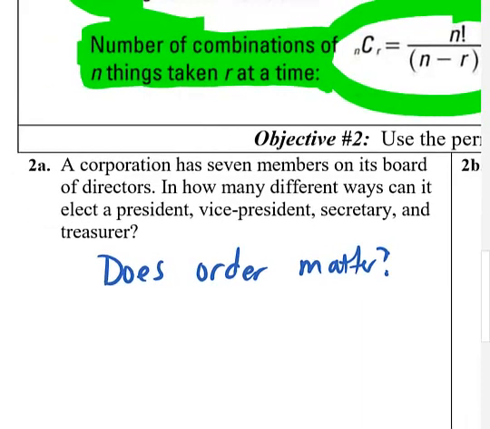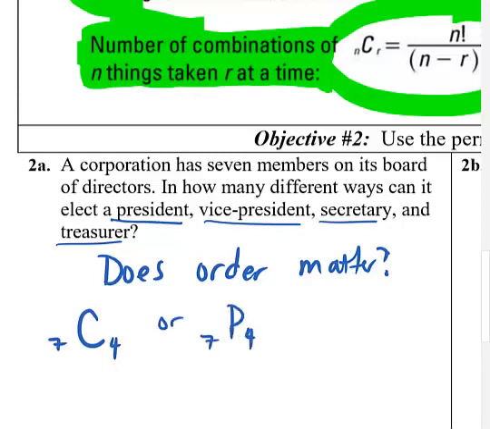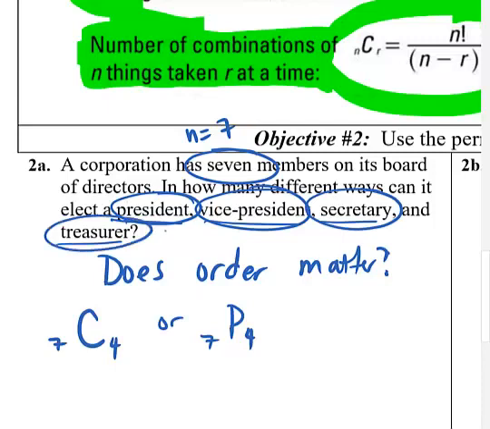Let me read this question and think about it. A corporation has 7 members on its board of directors. In how many different ways can it elect a president, a vice president, a secretary, and a treasurer? So there are 7 members, so it's either going to be 7 choose 4, or 7 permutations of 4. Because there are 7 members, that means n is 7, and I'm choosing a president, a vice president, a secretary, and a treasurer. That's 4 people. I'm choosing 4 people out of 7. So it's going to be either the combination or the permutation.